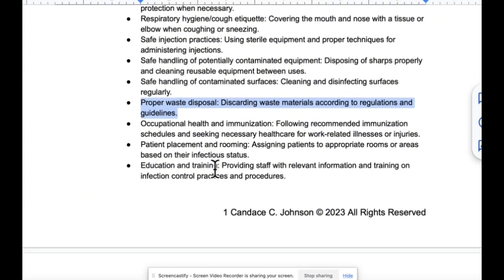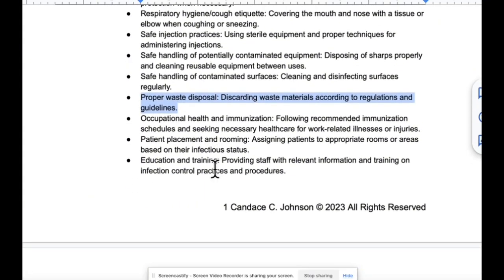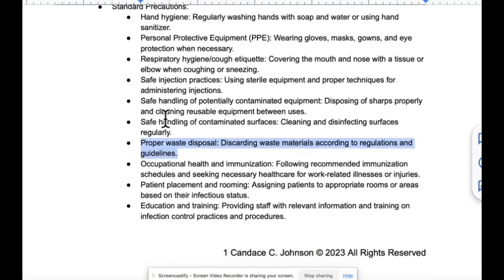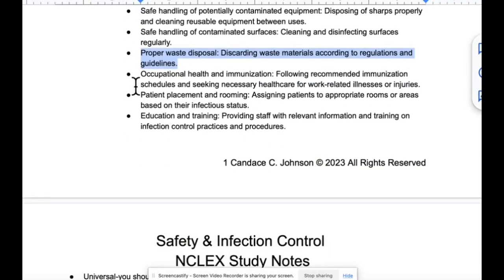Regulations usually set you up for best and most likely questions on the NCLEX: hand hygiene, right? Or waste disposal, or overall standard precautions. All right, we've got occupational health and immunization. Of course, all of that will reduce the likelihood of spreading disease, right? Because we're using, again, protocols to manage the community and keep those at risk communities properly immunized.